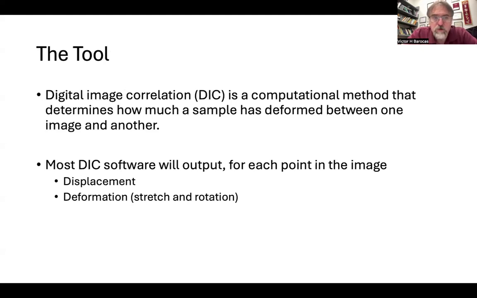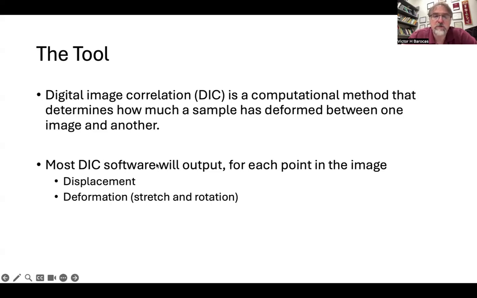So the tool I want to talk about is digital image correlation, or DIC. It's a computational method that determines how much a sample has deformed between one image and another. So you have two images. We know that the sample has moved or deformed between the two images. We want to quantify that.